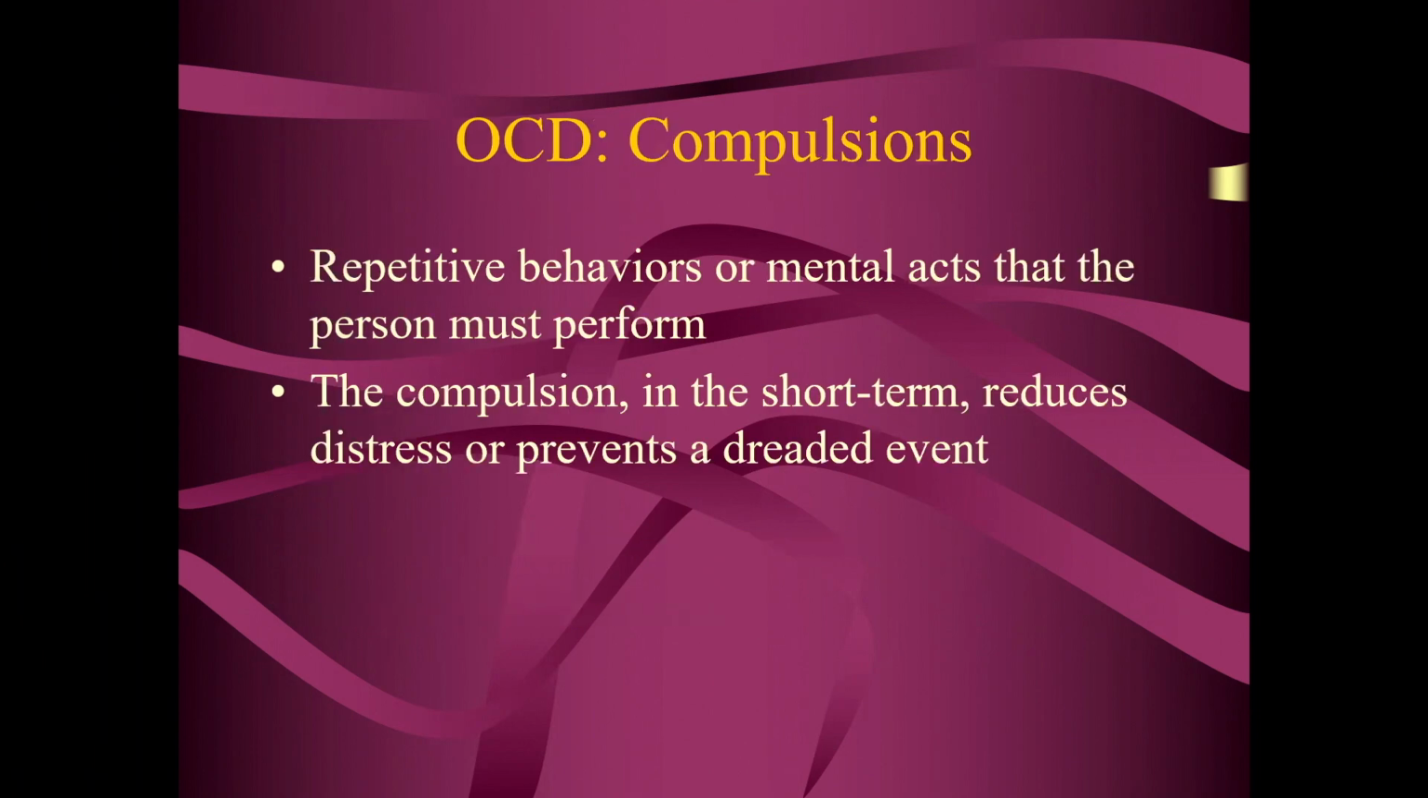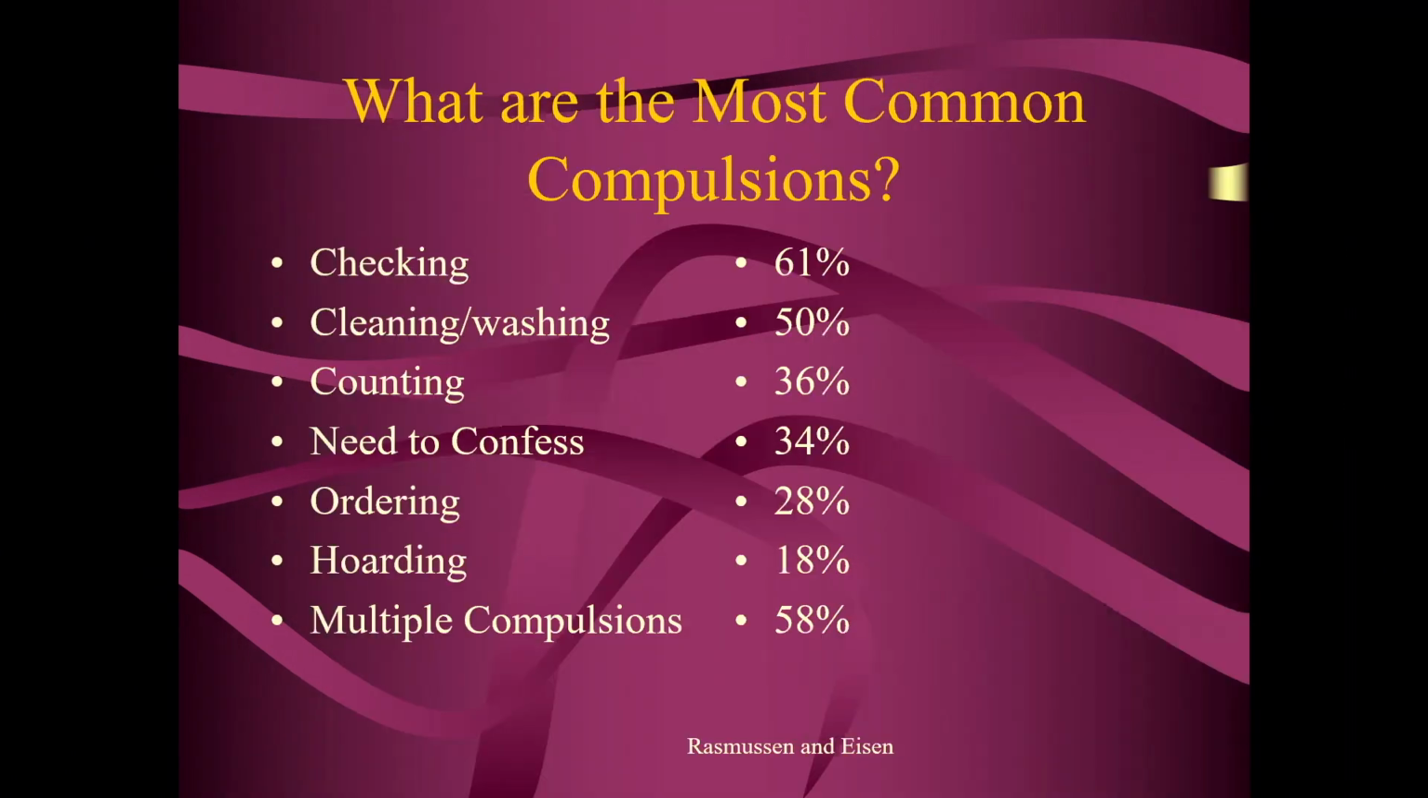What is a compulsion? A compulsion is a repetitive behavior or mental act that the person must perform. In the short term, it reduces the distress of the obsession. So the compulsion is done in response to the obsession. It reduces the distress that the obsession causes. But then, of course, the obsession comes back even stronger.